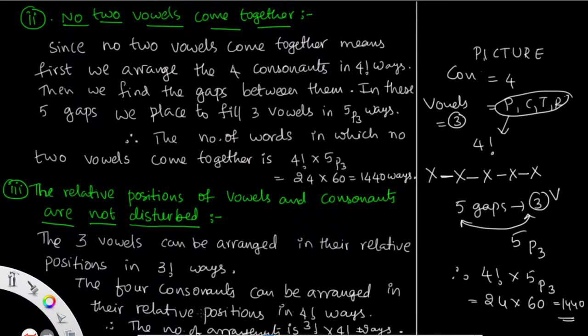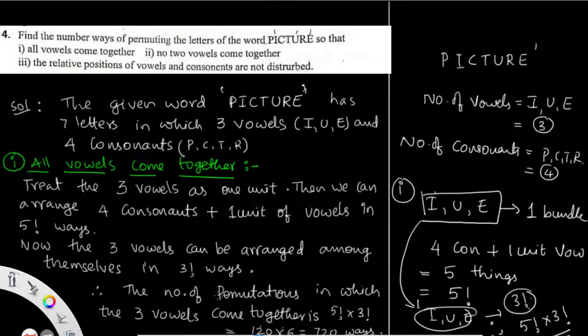So what is given in the question? All vowels come together. No two vowels come together. And the relative positions of vowels and consonants are not disturbed. Now take this picture word. In total how many letters are there? 7 letters. Vowels are 3, consonants are 4. All vowels come together means treat the 3 vowels as one unit, so make a bundle. So we have 4 consonants plus 1 unit of vowels, total 5 things. That can be done in 5 factorial ways.